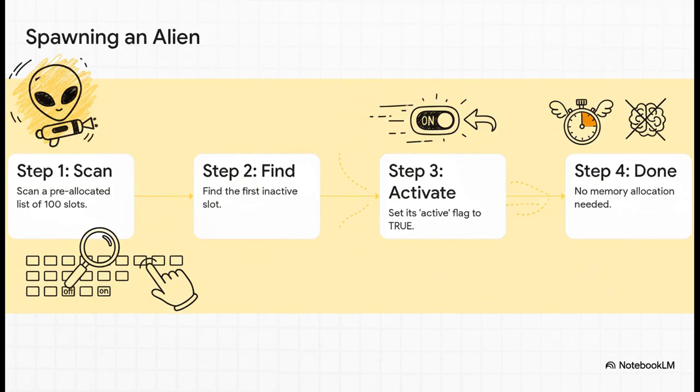And this is why it's so fast. You need a new alien? The game just scans its list of 100 slots, finds the first one that's turned off, and flips its little active switch to on. That's it. The whole thing takes microseconds. And crucially, it completely avoids asking the system for new memory in the middle of the action, which was a notoriously slow, unpredictable operation that would have totally destroyed the game's smooth frame rate.